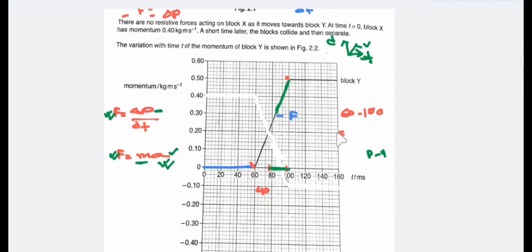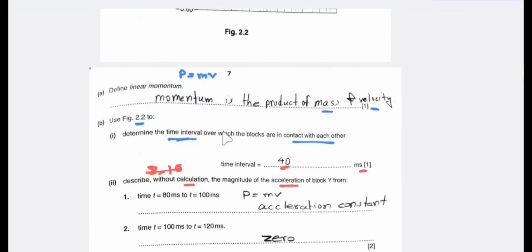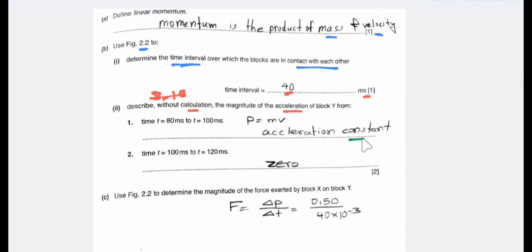For the momentum-time graph, the gradient is constant, and the gradient of the momentum-time graph is the resultant force, so the resultant force is constant. Since the resultant force is constant and the mass is the same, the acceleration is also constant. So what is the acceleration? Acceleration is constant. And what happens to the acceleration from 100 to 120 milliseconds?